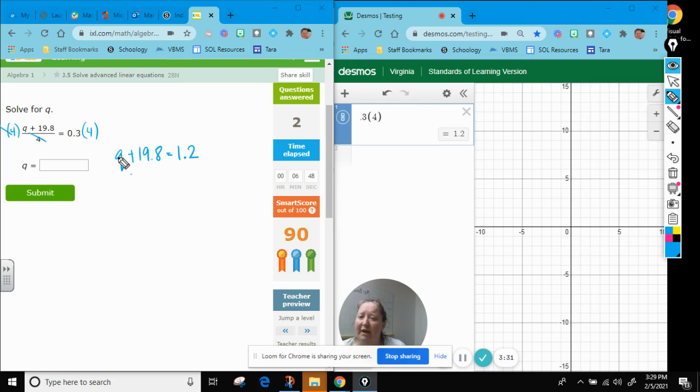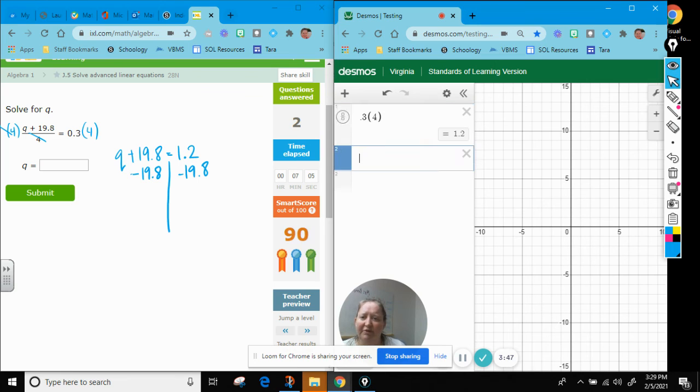Okay, now I've got a variable and a constant and another constant. So I'm going to hop the fence, right? Whenever you hop the fence, you've always got to do the opposite operation. And you can come over here to Desmos. Again, if you're not that solid in your decimals, then you can, oopsie, 1.2. And you get negative 18.6.